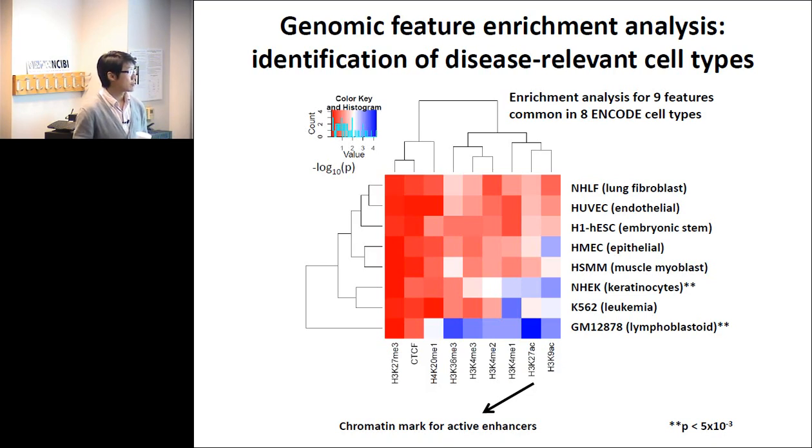And then we also see the lymphoblastoid cell line being significant. Among those different chromatin marks that we look at, the H3K27 acetylation, which indicates active enhancer, is the most significant one. So this actually motivates us to look into those marks in different immune cells. And I'm going to show you that.